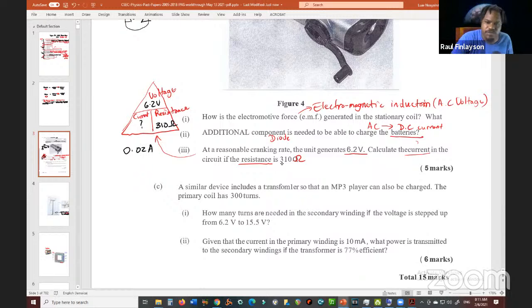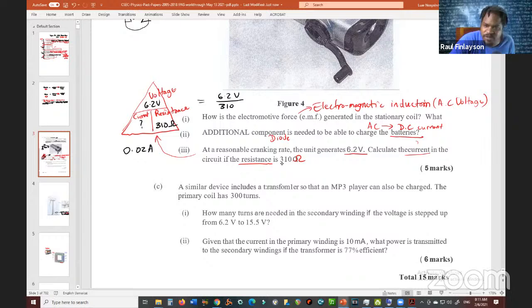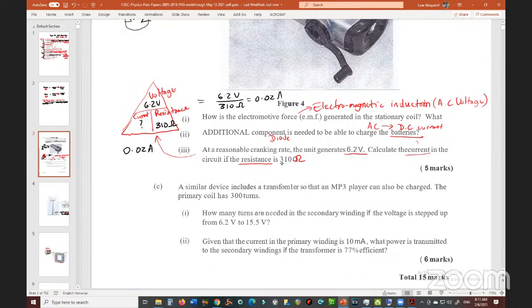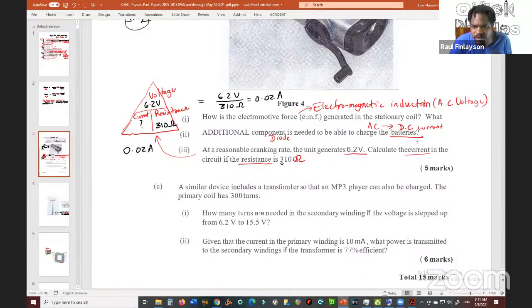I hope everybody sees how to work that out. All right. So it's the same thing as 6.2 volts divided by 310 ohms, and that would be 0.02 ampere. Or they could write the formula like I equals V over R. Well, yes, you could do that. Same thing. Yeah, you could do it that way as well.